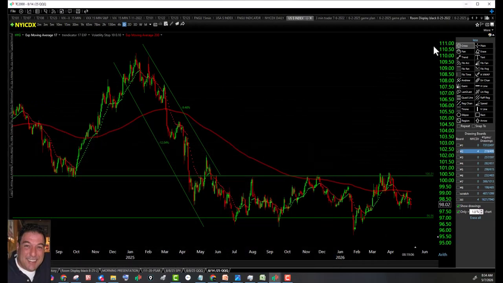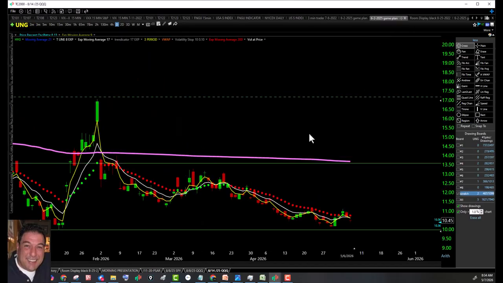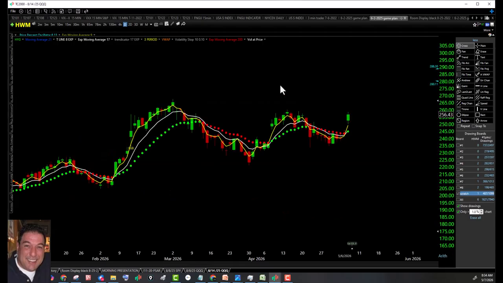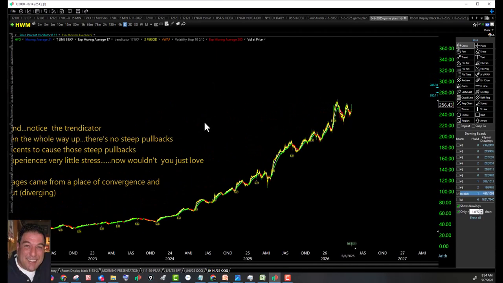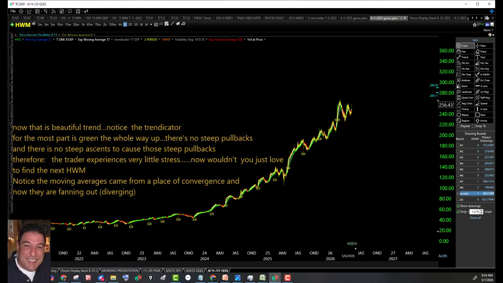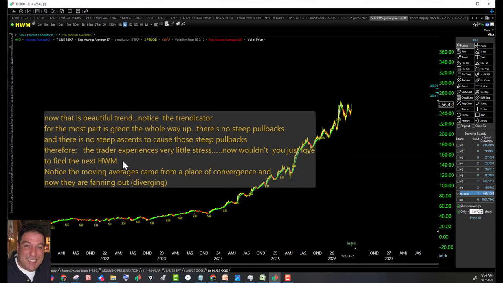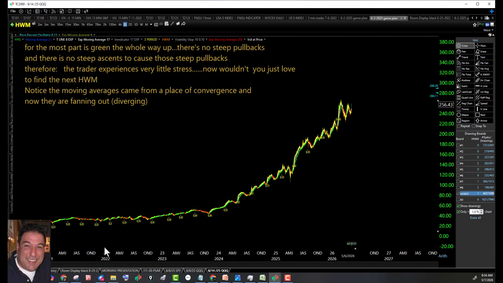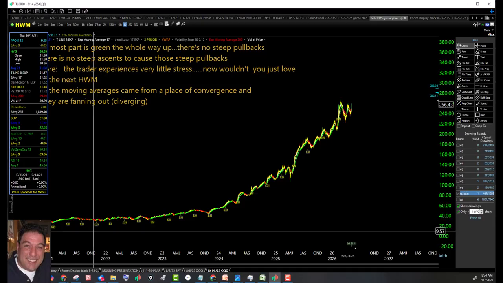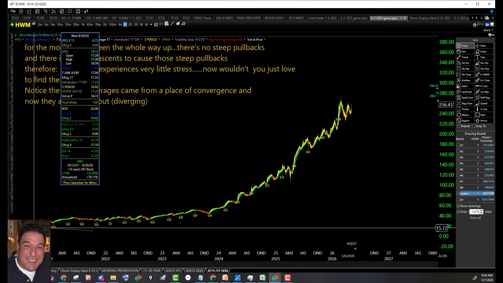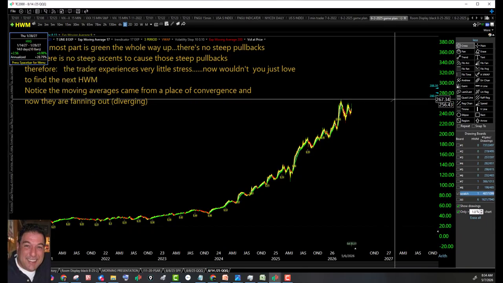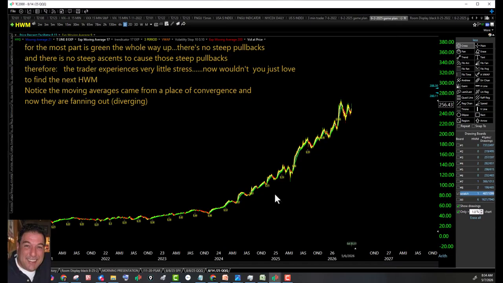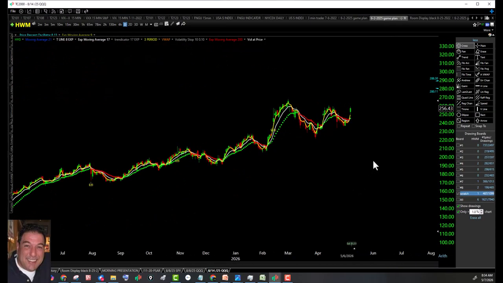HWM, we can take a peek at that one. I'm going to go over here to the daily chart, and I just want to show you HWM. For the last 2 years, you can see huge upside, coming from $11 back in COVID all the way up to $261 right there. So, a beautiful trend on Howmet.